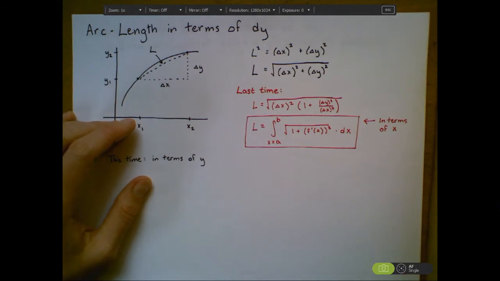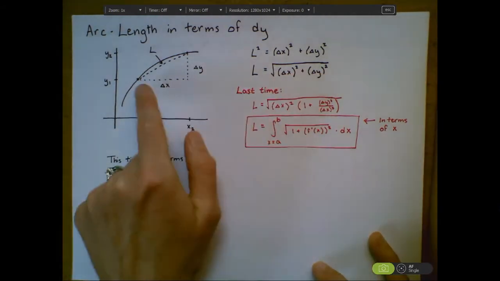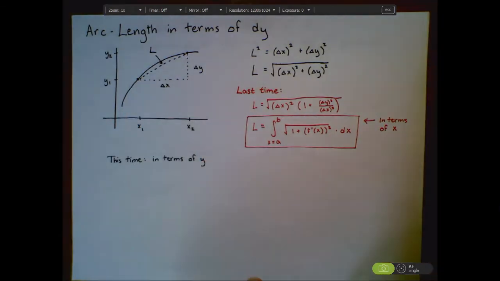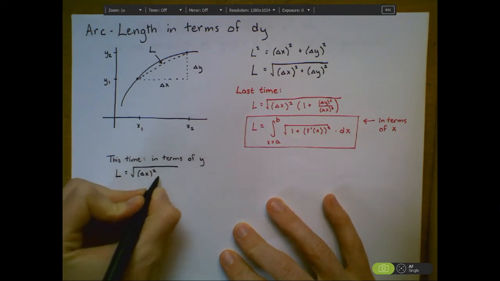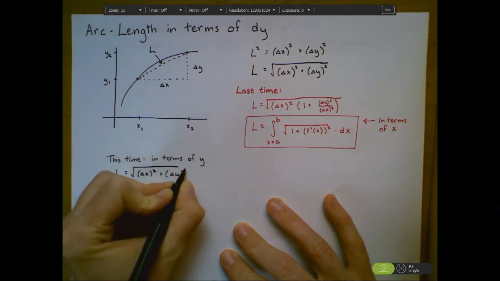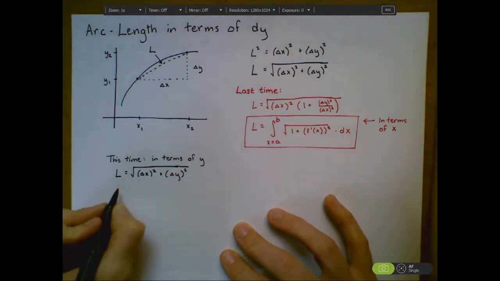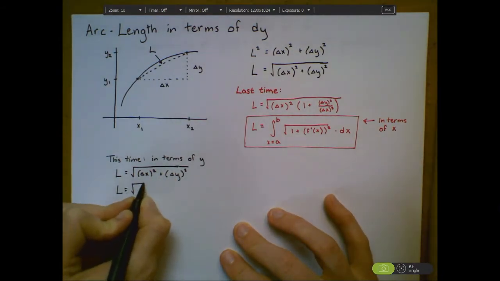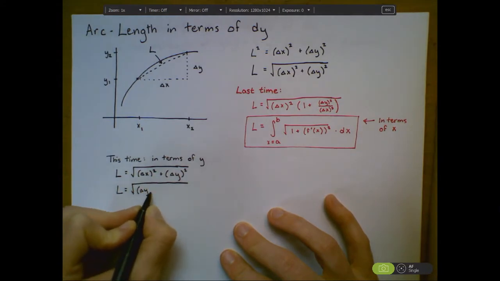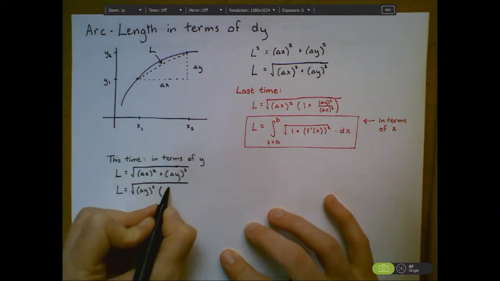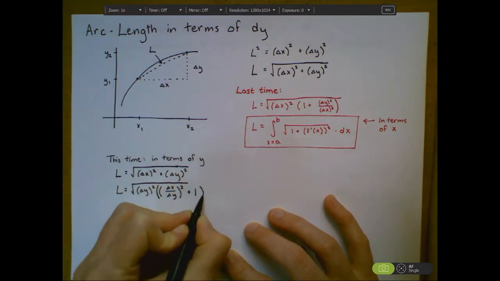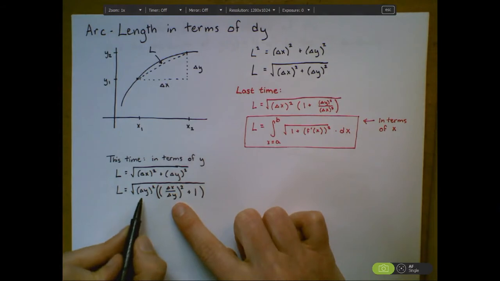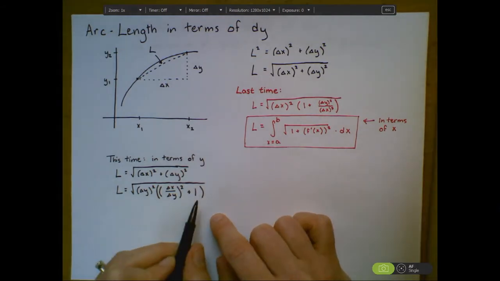So let's go back to here. Our length L, no matter what, is going to be, by the Pythagorean theorem, the square root of delta x squared plus delta y squared. But this time, I'm going to factor out a delta y, meaning that I'm left with the square root of delta y squared times delta x divided by delta y squared plus 1. Right? So this is the opposite of the distributive property. If I were to multiply this through, I would see that I would get those pieces.